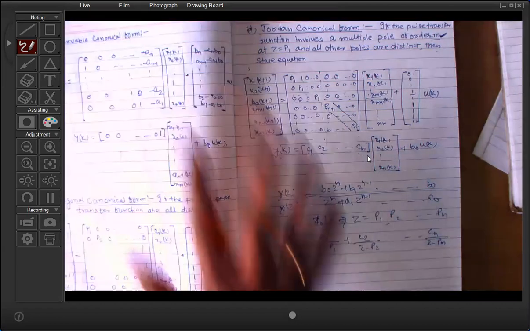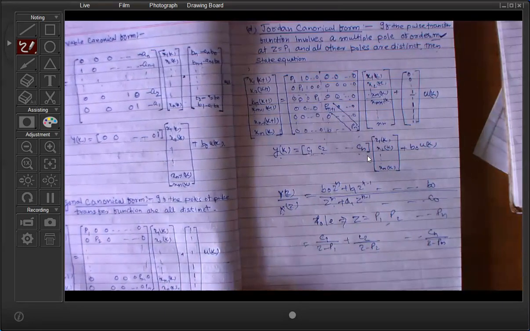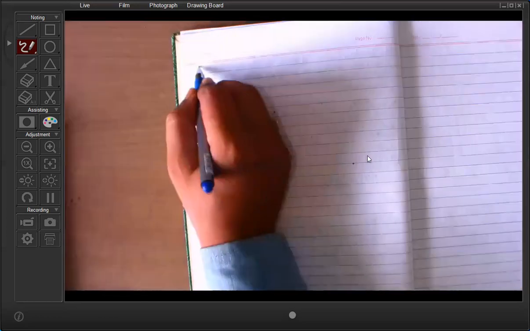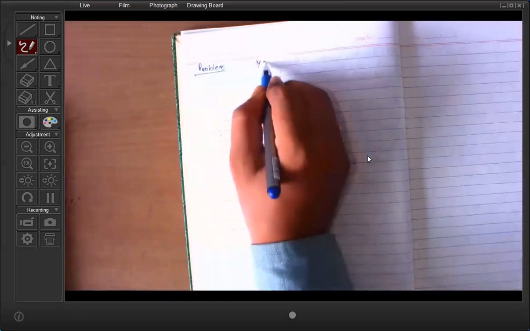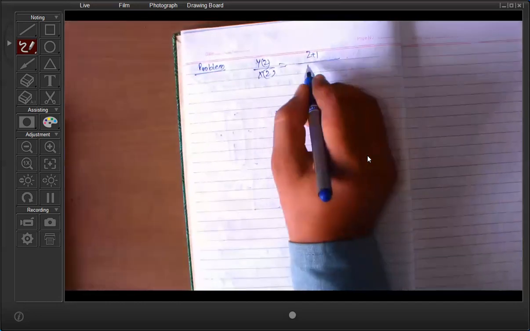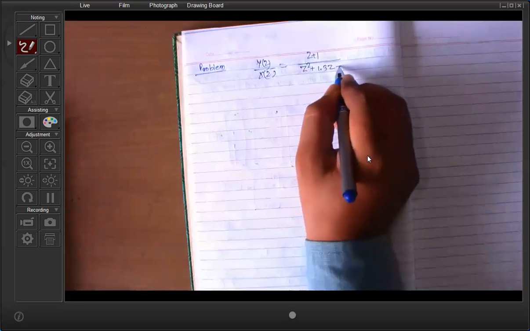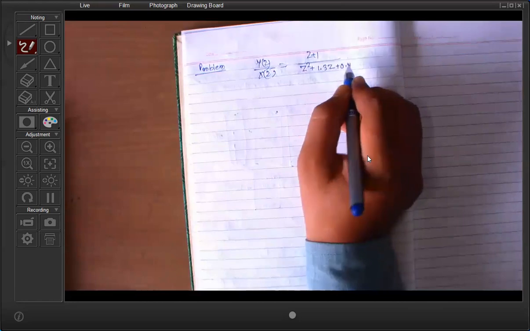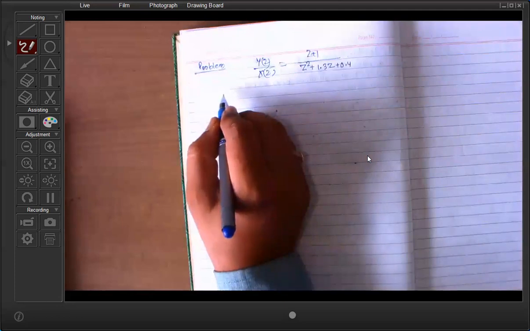We just have to know the way of representing any pulse transfer function in different canonical forms. Now we have to solve one numerical problem, problem number one. Suppose we have a pulse transfer function Y(z)/X(z) is equal to (z + 1)/(z² + 1.3z + 0.4).